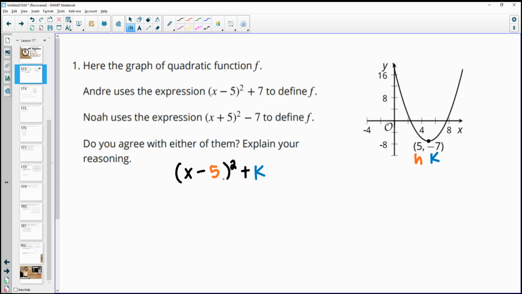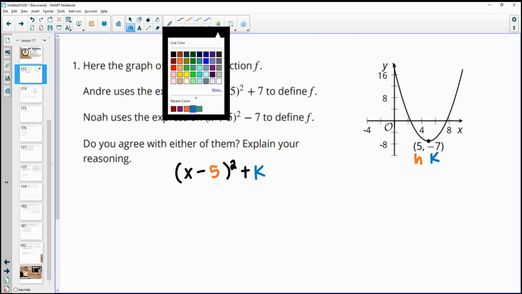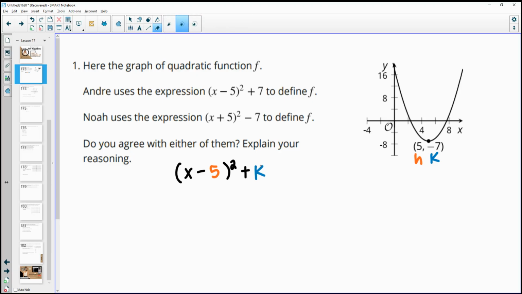So this will say x minus 5. And then we're going to plug our y value in for this k position, and our y value is -7. If we clean this up, because usually we don't write it as plus a -7, this is going to say (x - 5)² for this first part. And then instead of saying plus -7, we could just say -7.